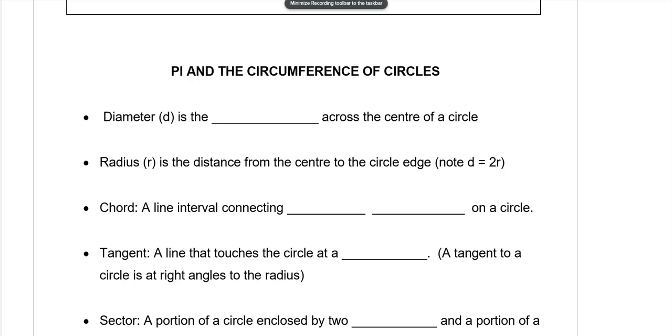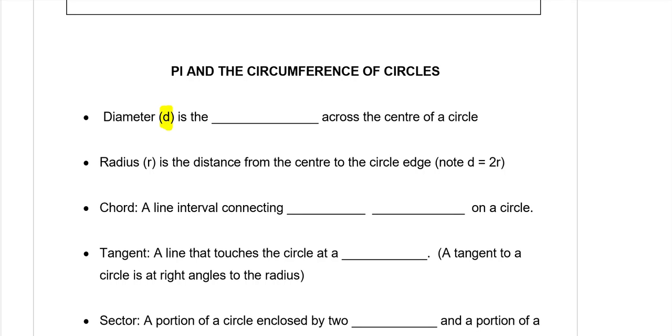Good morning, Year 7. Today we're going to be learning about pi and the circumference of circles. First of all, we want to be able to name different parts of the circle. So the first part we want to learn about is the diameter. The diameter can be called lowercase letter d.